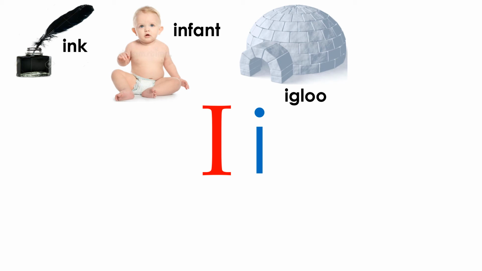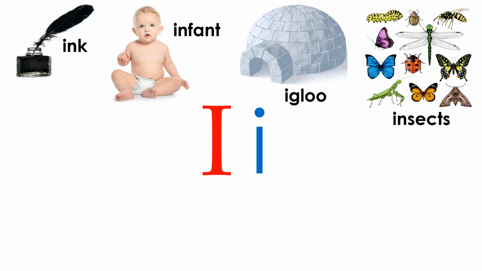Next, I for insects. Insects are a kind of tiny animals and they are the largest group of animals on the earth. Here you can see some insects: a butterfly, a ladybug, a grasshopper, flies, mosquitoes, caterpillar, dragonfly. They are insects.